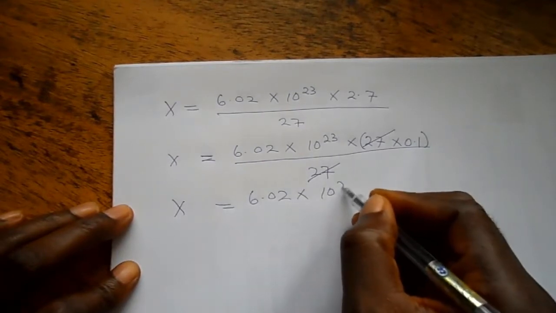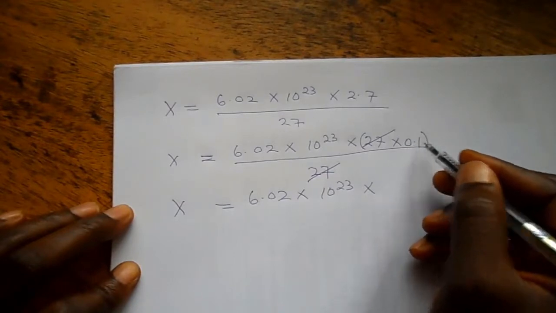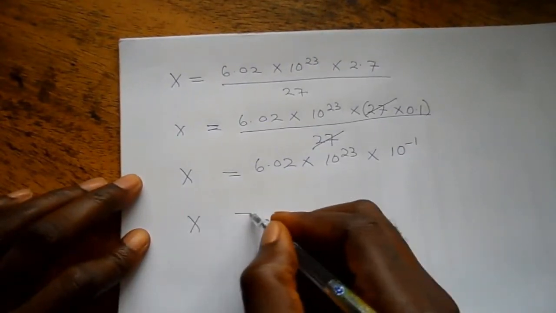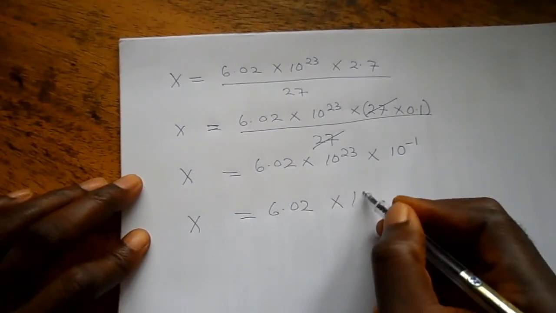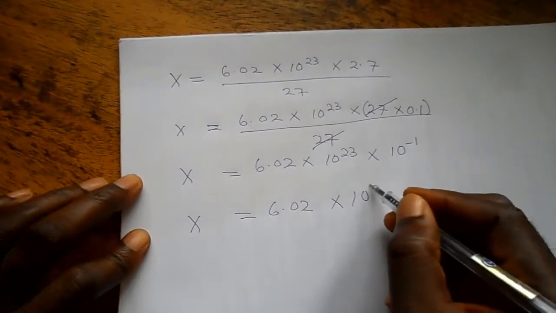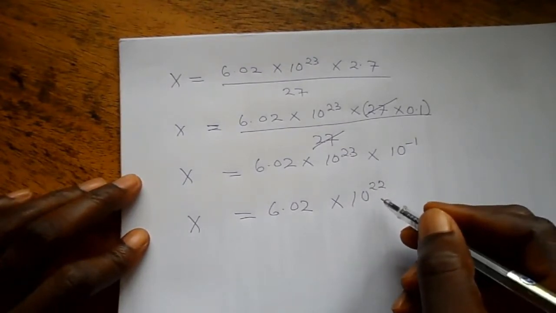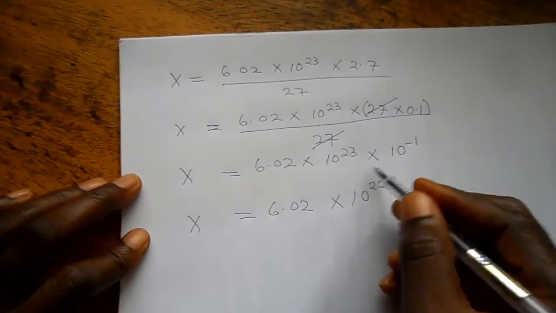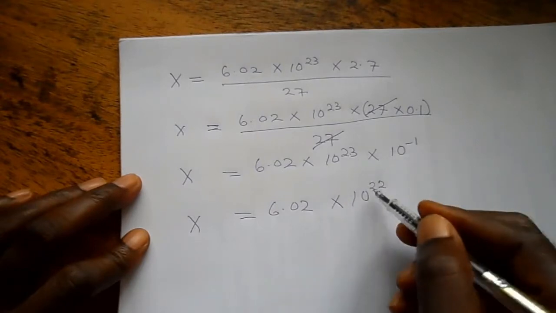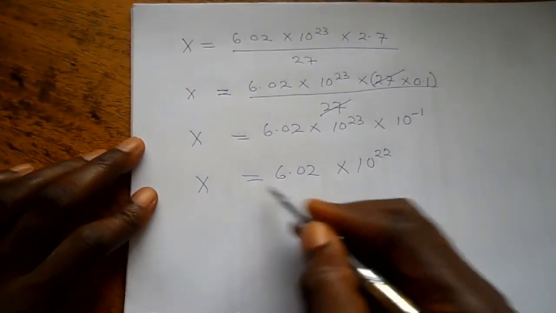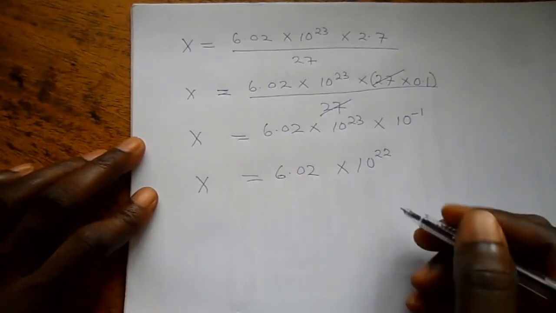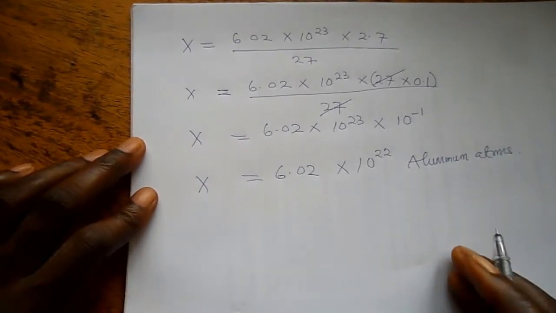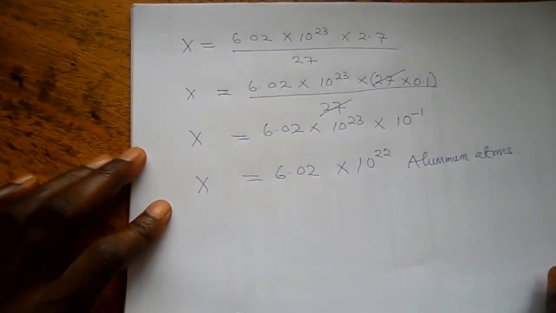6.02 times 10 raised to power 23 times 0.1, which is the same as writing 10 raised to power minus 1. And so finally x is equal to 6.02 times 10 raised to power 23 minus 1, which is 22. I hope you know how we got this answer. By the law of indices in mathematics, you have to add the indices when you are multiplying. So 23 minus 1, you get 22. So finally x, which is the unknown, is equal to 6.02 times 10 raised to power 22 aluminium atoms. So this is the final answer. If your answer is 6.02 times 10 raised to power 22, that means you are right.